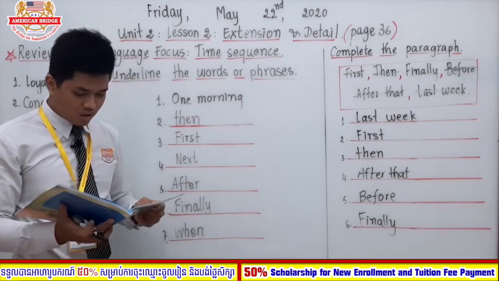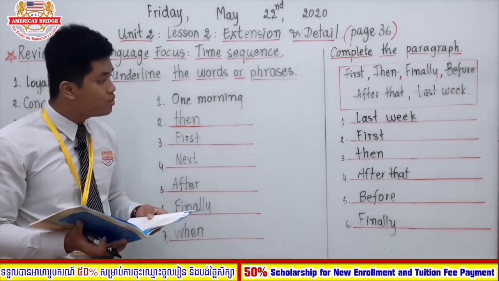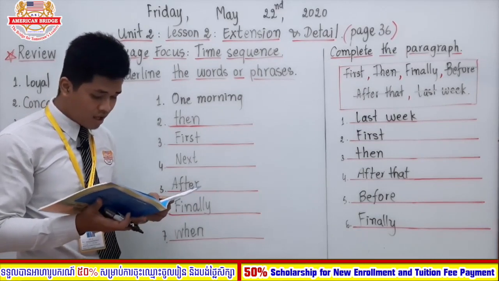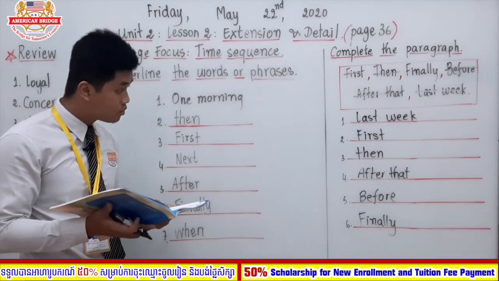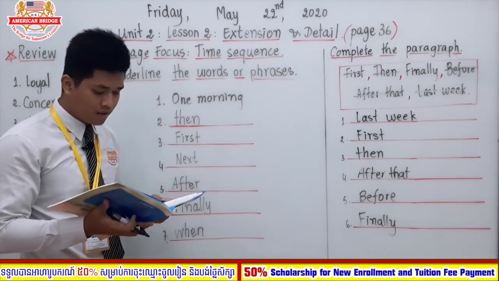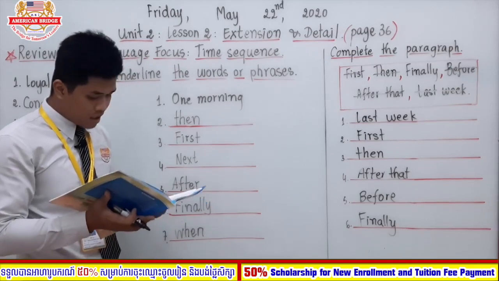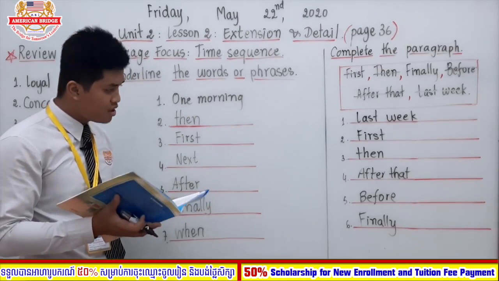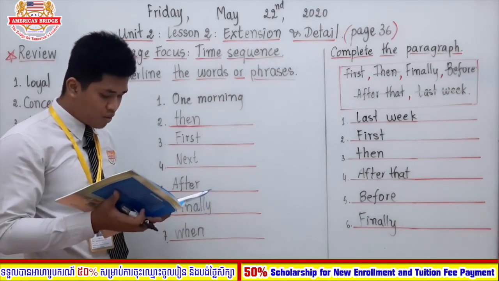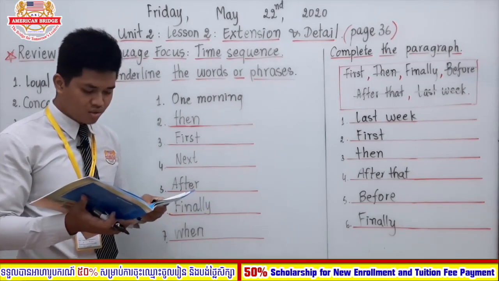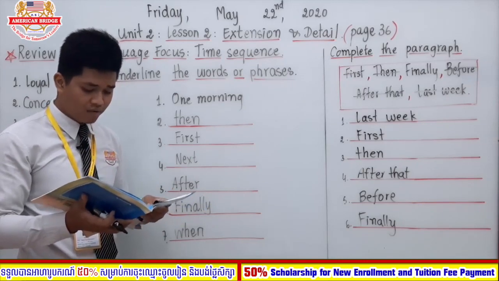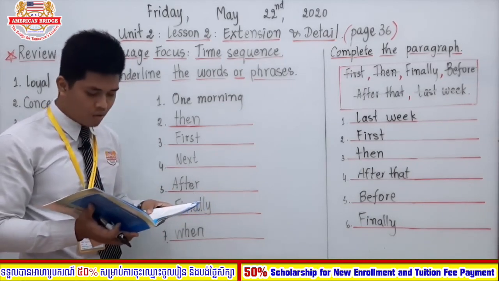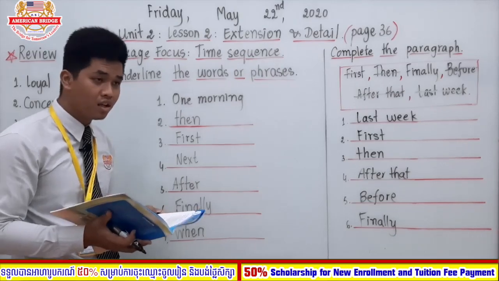Last week, I went shopping for some new shoes. First, I left my house. I looked on the internet to see where I could buy shoes. Then, I took a bus downtown. After that, I went to a department store. The shoes there were very expensive. Before I went to the mall, there were many shoe stores there, but they didn't have the shoe in my size. Finally, I went home and ordered the shoe on the internet.